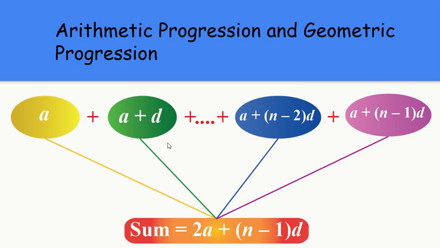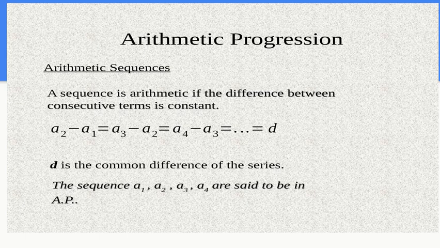Today we are going to discuss arithmetic progression and geometric progression. It's AP and GP. What is arithmetic progression? Arithmetic sequence. A sequence is arithmetic if the difference between the consecutive terms is constant.